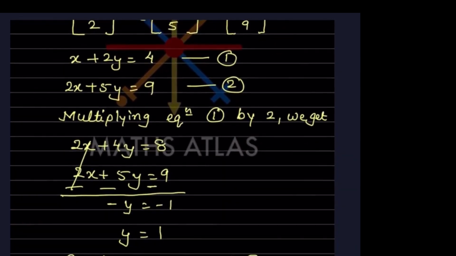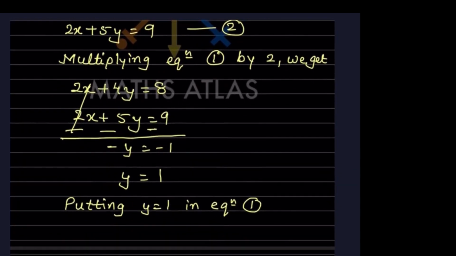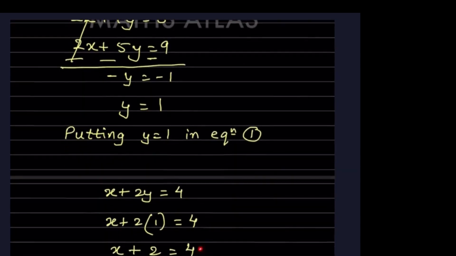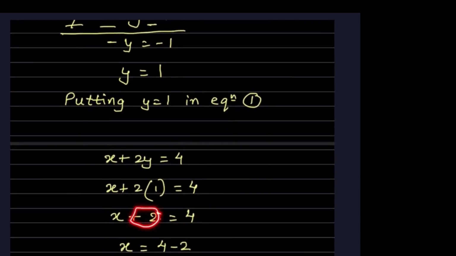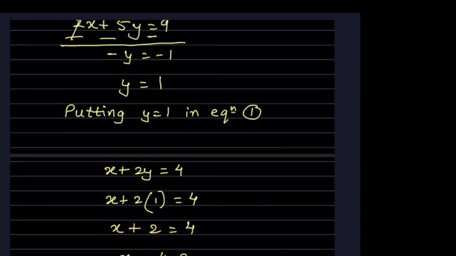So what did I put? You have to write this one, putting y is equal to 1 in equation 1. So here just write the equation, and in place of this y you are going to write 1. So x is going to be as it is. This will be multiplied by 2, that is 4. So now this plus 2 will go to the other side, that is 4 minus 2, that is 2. The value of x is 2.